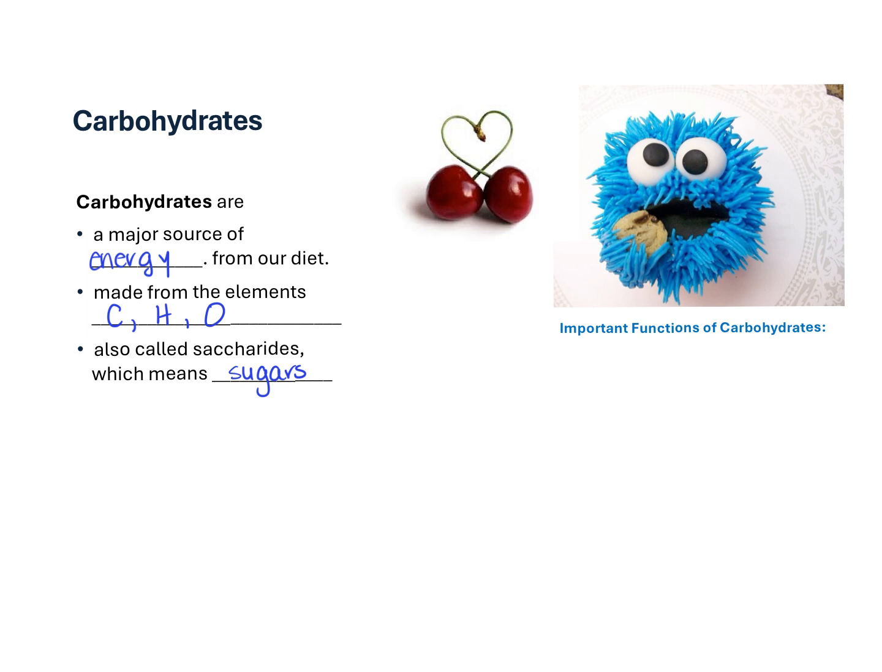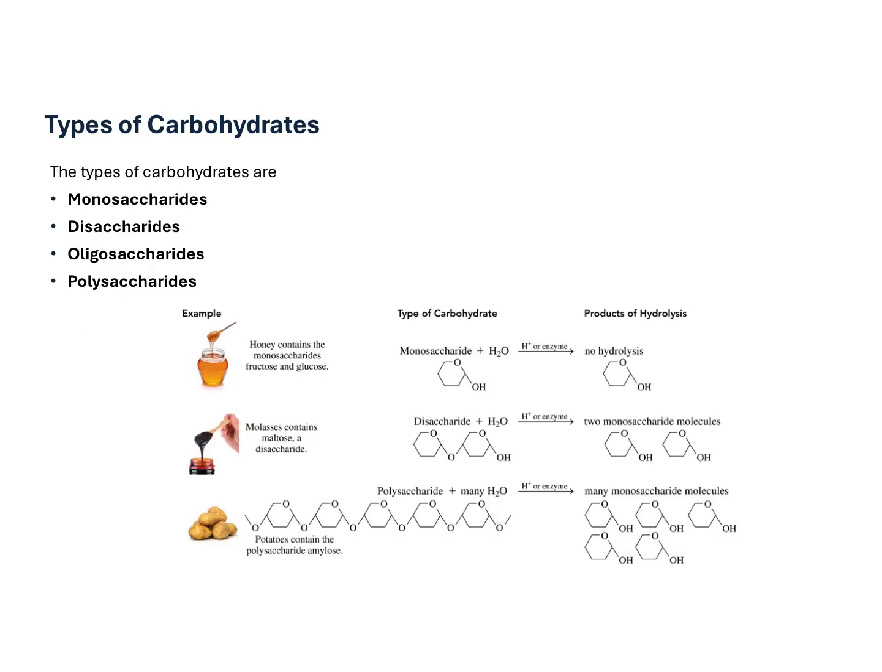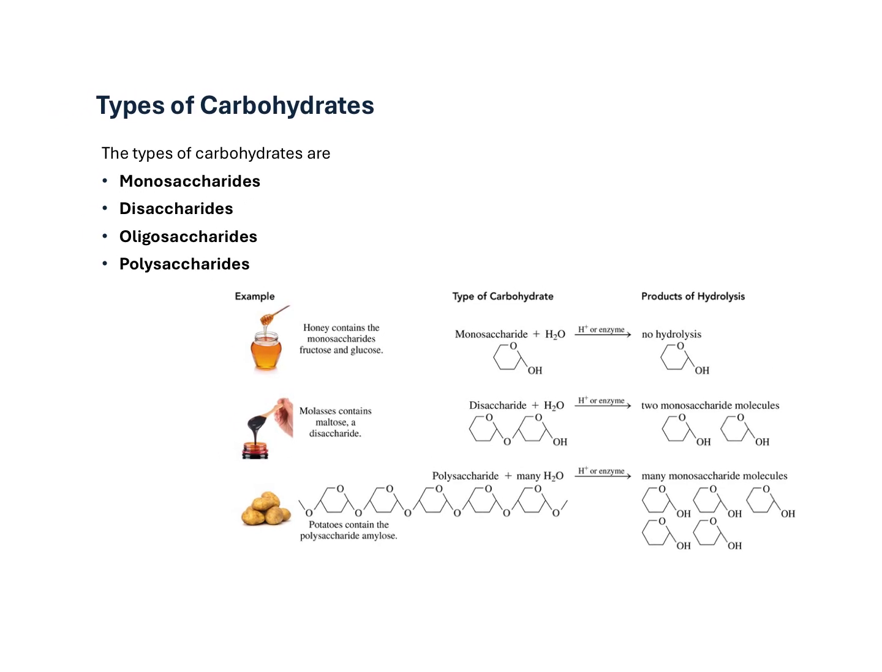Now, there are four basic classifications of carbohydrates. These are monosaccharides, which are just the simplest carbohydrate. You can have disaccharides, which consist of two monosaccharides. You can have oligosaccharides, which are roughly 3 to 9 monosaccharides.